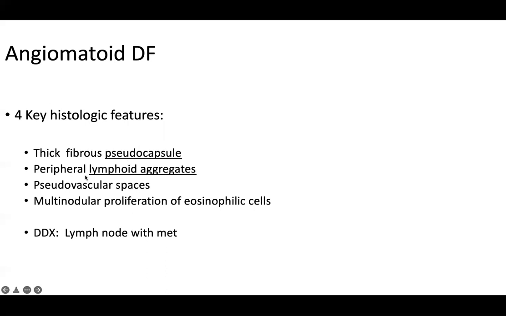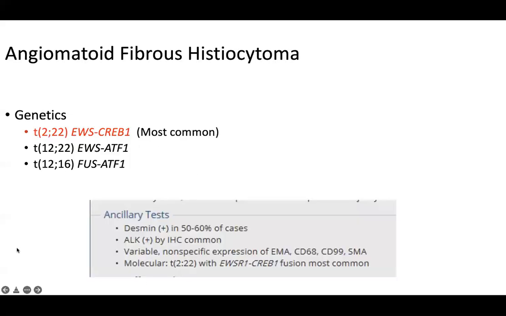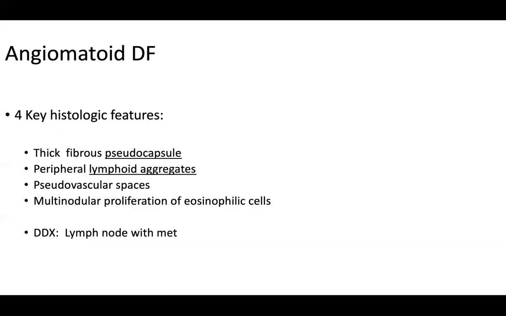So if you see the peripheral lymphoid aggregates, the pseudovascular spaces, and multinodular proliferation of eosinophilic cells, then you should be thinking about an angiomatoid dermatofibroma. The differential diagnosis, though, is also a lymph node that has a metastasis in it. So just goes to show you how lymphoid rich these cells are. I mean, these neoplasms are.